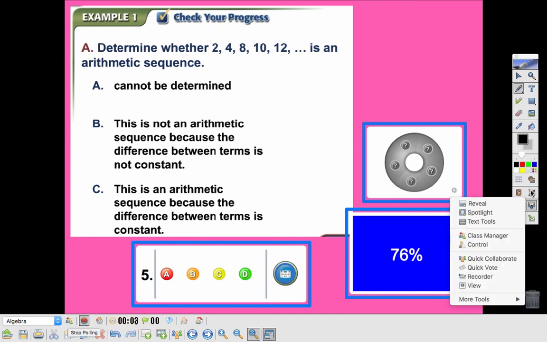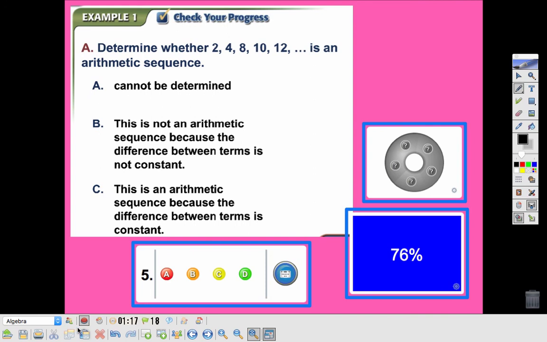All right, try this one. All right, let's see how we did. This one was a little tricky.